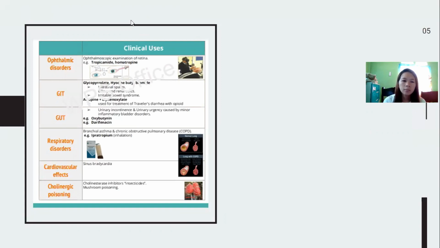Example, oxybutynin and darifenacin. Respiratory disorders: bronchial asthma and chronic obstructive pulmonary disease or COPD. Example, ipratropium by inhalation. Cardiovascular effects: sinus bradycardia. Cholinergic poisoning: cholinesterase inhibitors, insecticides, mushroom poisoning.